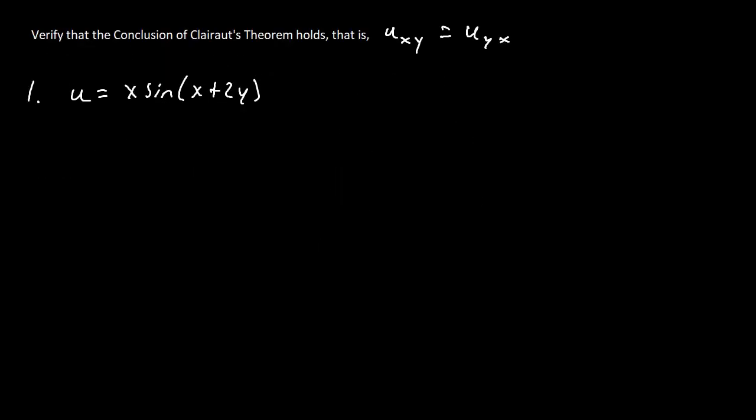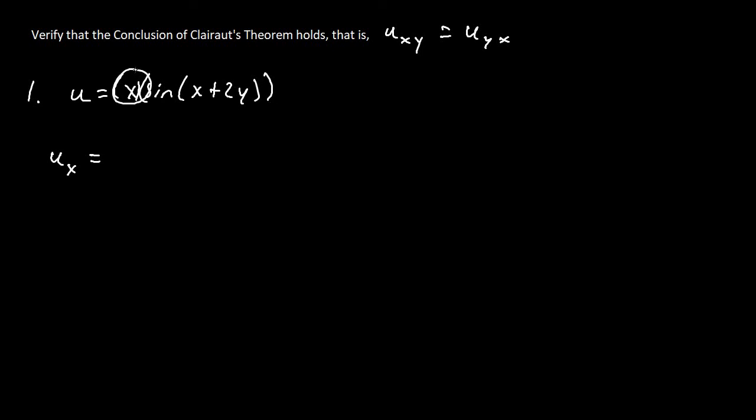So for number 1, let's verify that the conclusion of Clairaut's theorem holds, that is, u sub xy equals u sub yx. So once again, the order does not matter as long as the function is continuous. So for number 1, we have u equals x sine of x plus 2y. So let's go ahead and first find u sub x, or in other words, the partial derivative of u with respect to x. So once again, x is going to be the variable that we differentiate, y is going to be a constant. So notice we have two separate functions here, so we have to use the product rule.